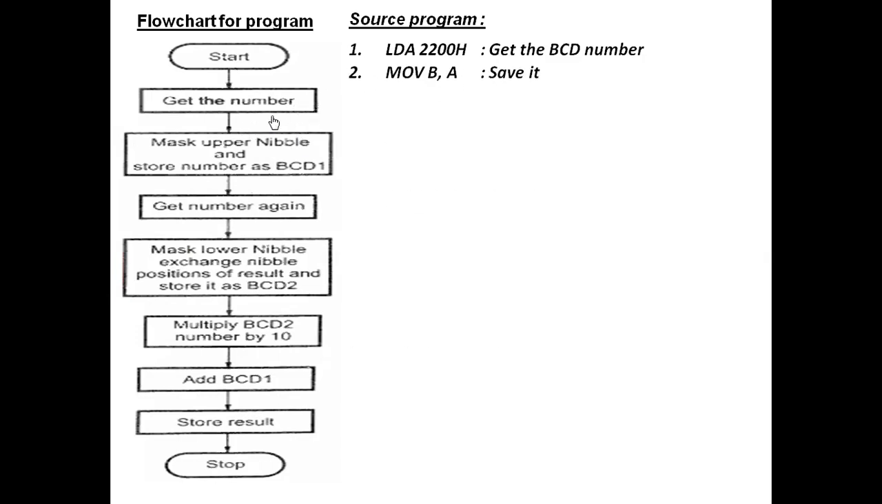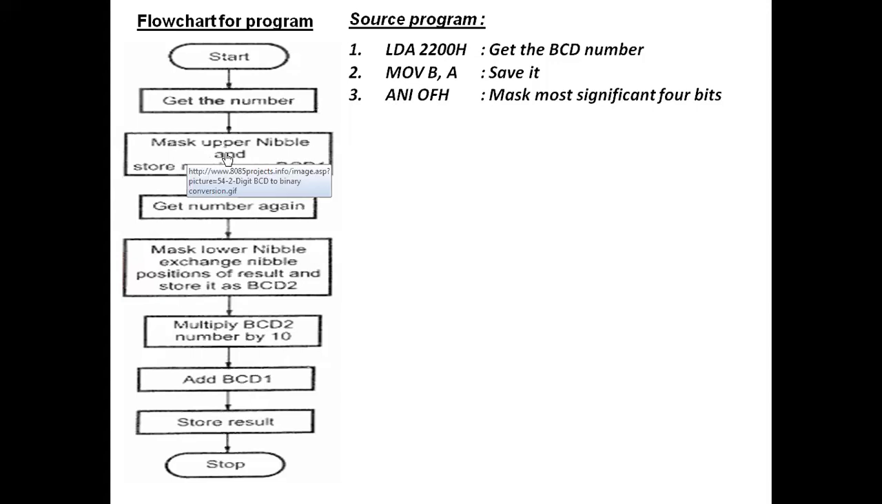Then we save that number because later on we have to get the number again. So later on it is required. So we store it temporarily in the B register. And then we have to mask the upper nibble. Now the upper nibble can be masked by using the instruction ANI 0F.